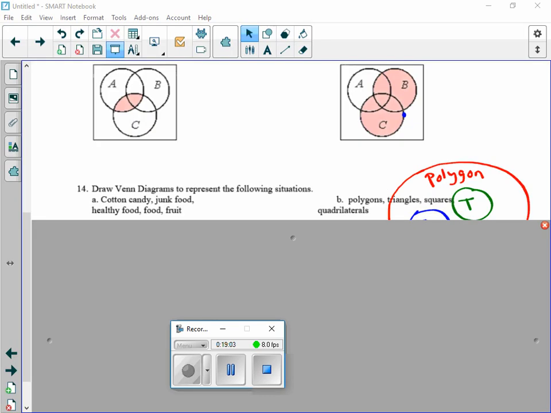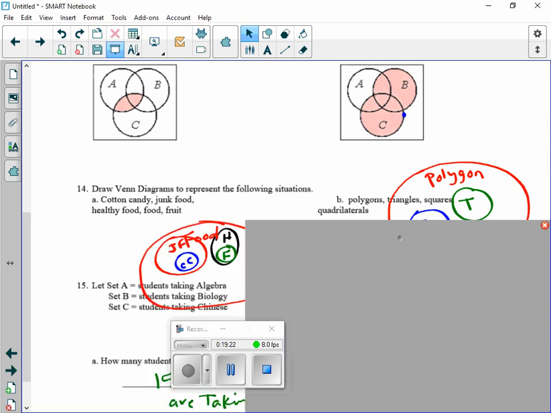All right, here's a good challenging problem. See if you can draw a Venn diagram to represent cotton candy, junk food, healthy food, food in general, and then fruit. Okay, put me on pause. Come back, give it your best shot. Who cares if you don't get it right? You at least tried it, and you can see what I did and see if it makes sense to you. Okay.